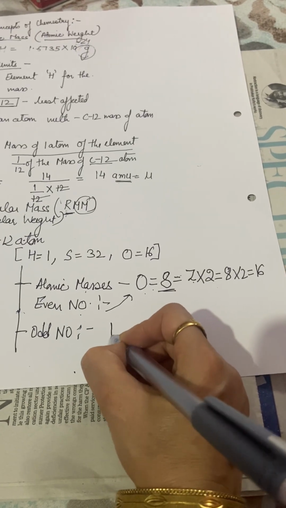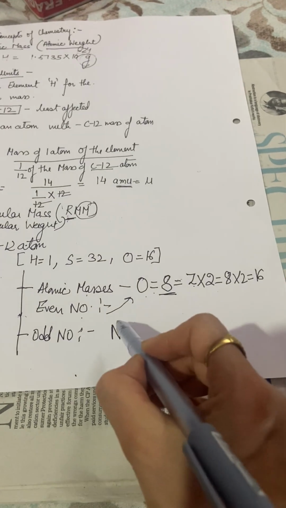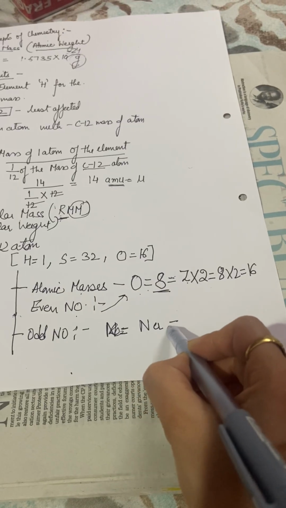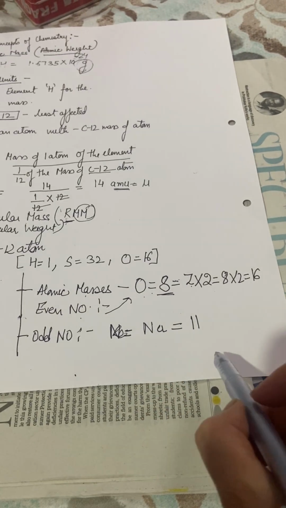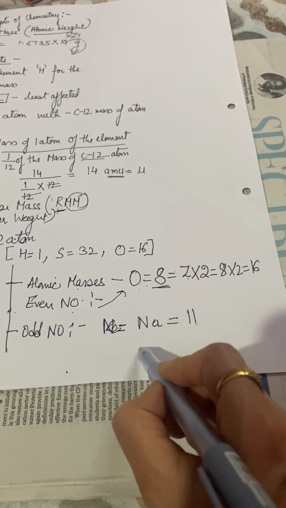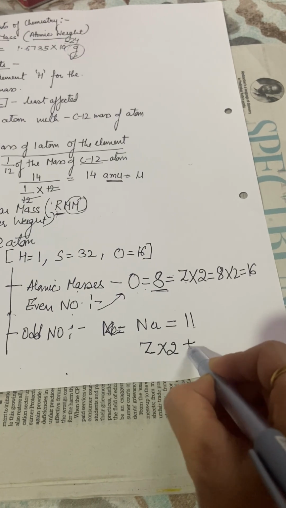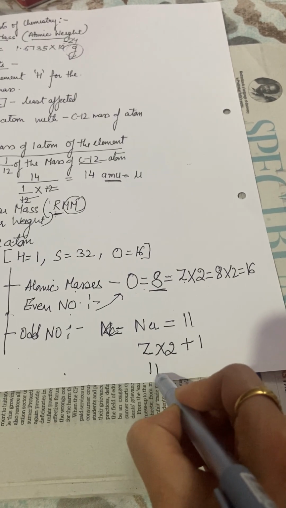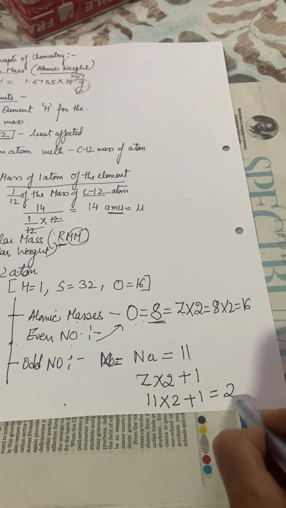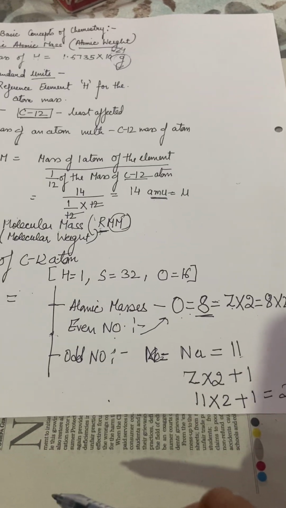Now we'll take an element with an odd atomic number. For example, sodium. The atomic number of sodium is 11, right? And 11 is an odd number. So we'll use this formula: Z into 2 plus 1. That is 11 into 2 plus 1. And what will be my answer? 23. So this is a short trick. I hope you have understood.